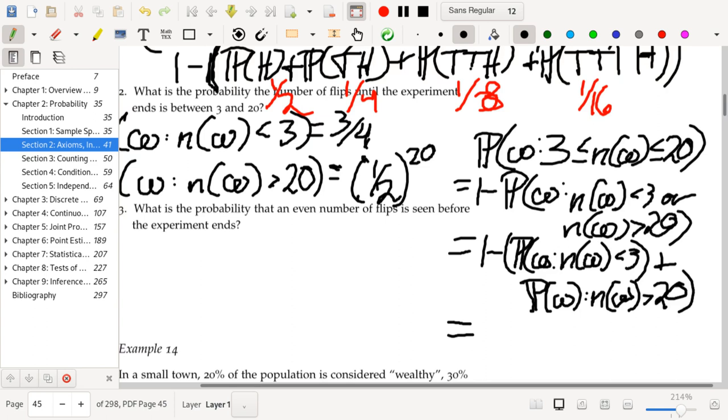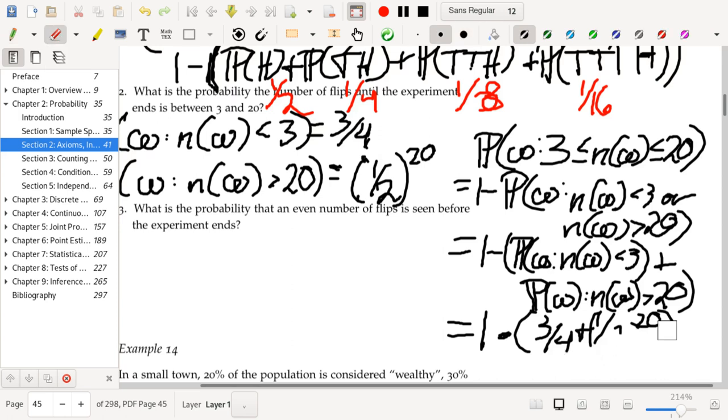So this is equal to 1 minus 3/4 plus 1/2 to the power 20. And I'm just going to leave it at that. I'm not going to bother trying to simplify this because this is the correct answer. So we're done at this point. I'm not going to go any further.